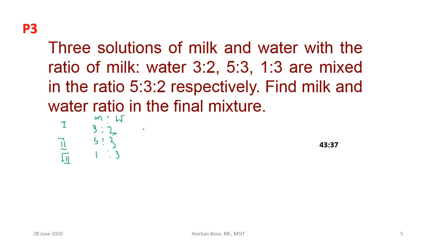And these solutions are taken in the ratio 5:3:2, and you have to find out in the final mixture what is the ratio of milk and water. So think about what is the amount of milk in the final mixture. What is the fraction of milk present in solution 1? That is 3/5. So how much have we taken? Let us consider we have taken 5 units of the first solution. Then what is the milk in the second solution? The fraction is 5/8. So how much have we taken?